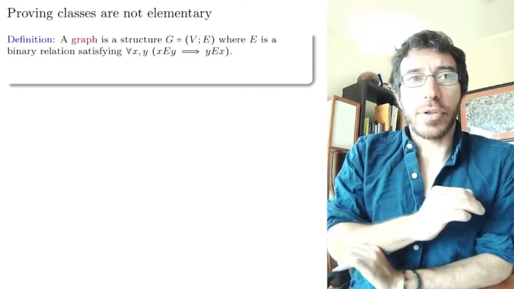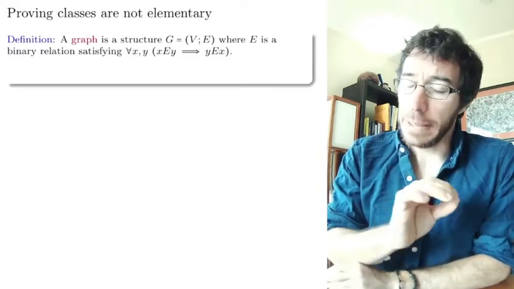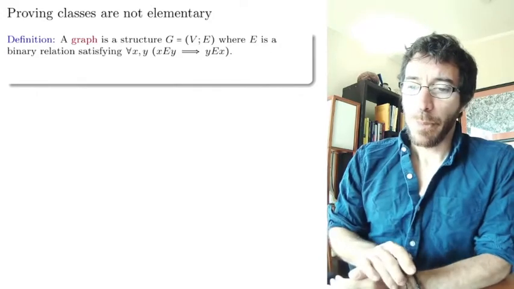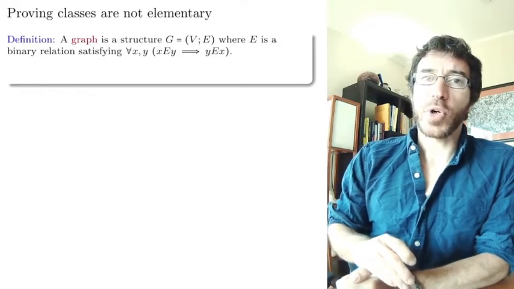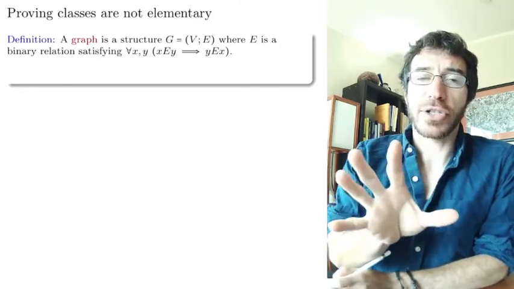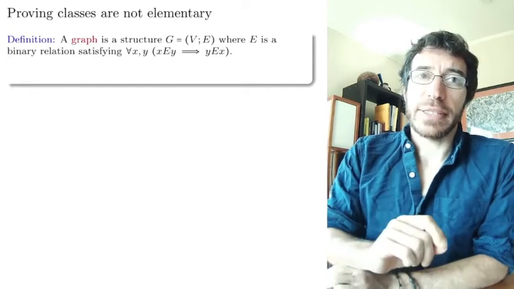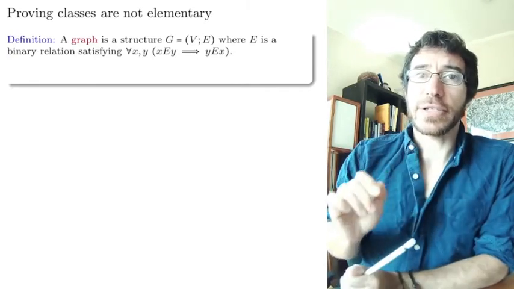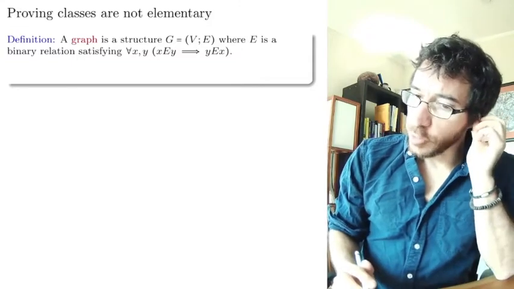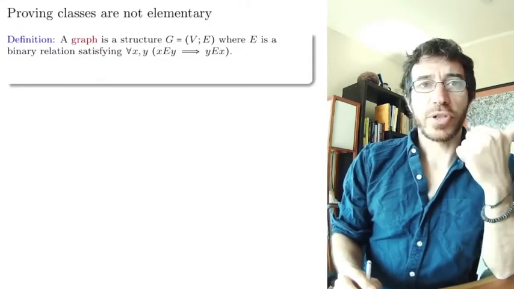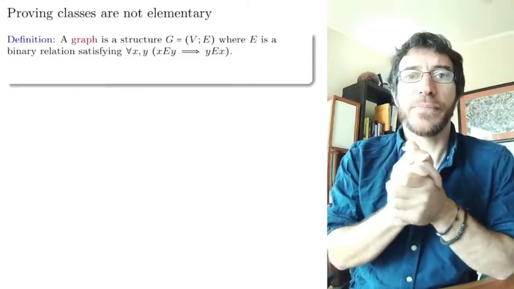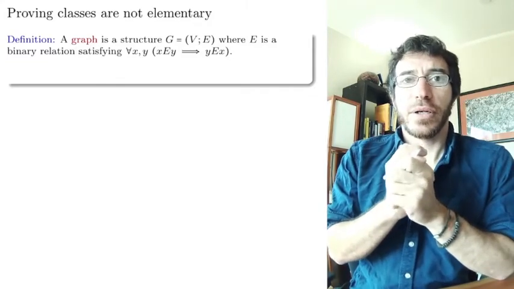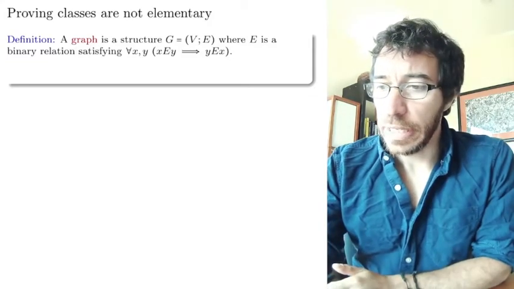So let's show one example where we show that a class of structures is not elementary. So there's no first order sentence that axiomatizes it. And for it, we need to review one thing. So let's first review graphs.